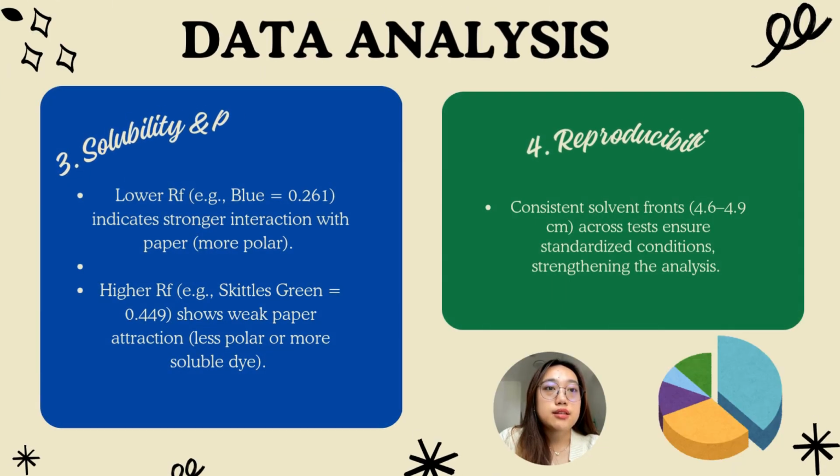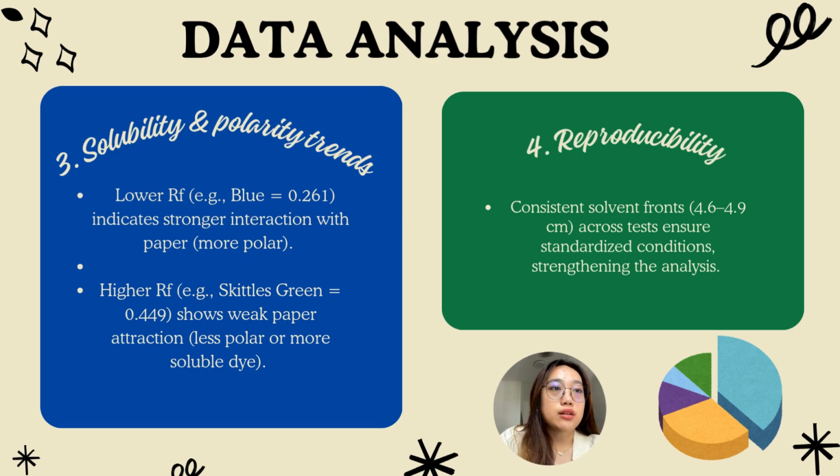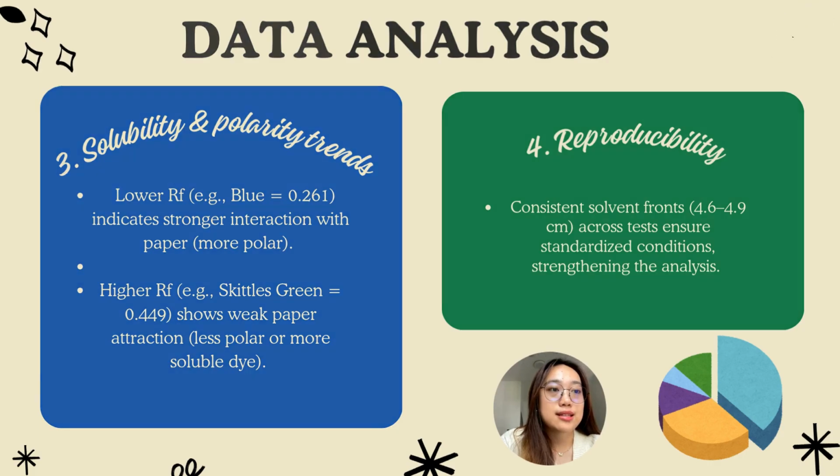And then third is the solubility and polarity trends. The lower RF, which is the blue color at 0.261, shows a strong interaction with paper, which means it is more polar. The one with higher RF, which is Skittles green at 0.449, shows weak paper interaction, which means it is less polar. And then the reproducibility: consistent solvent fronts of 4.6 to 4.9 cm across tests ensure standardized conditions, which also strengthens the analysis.